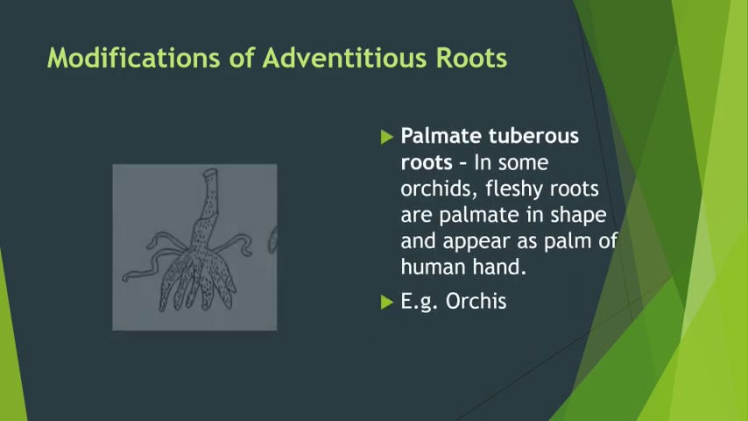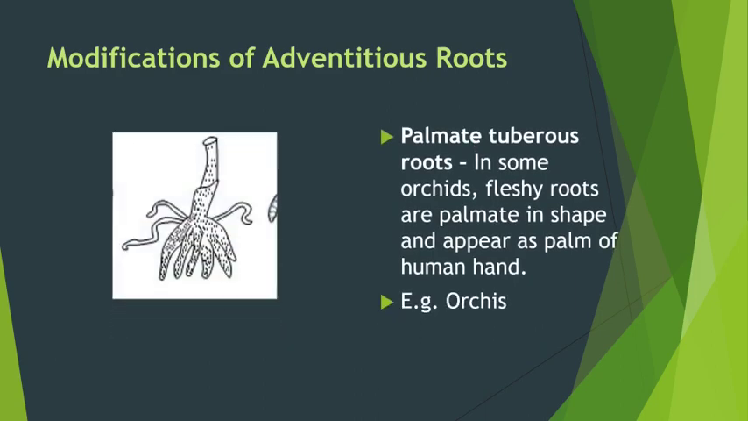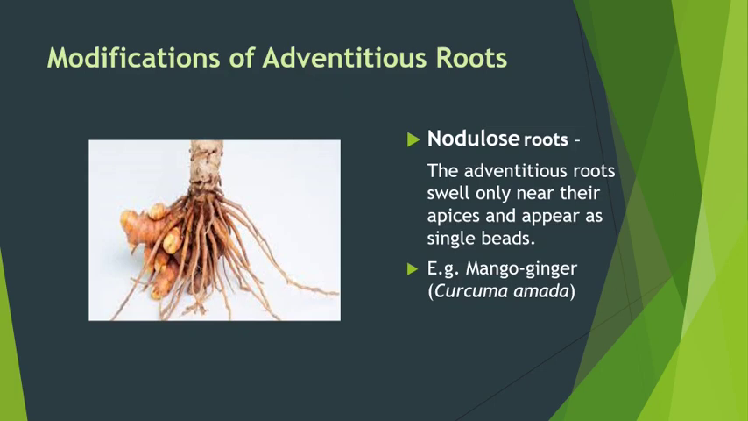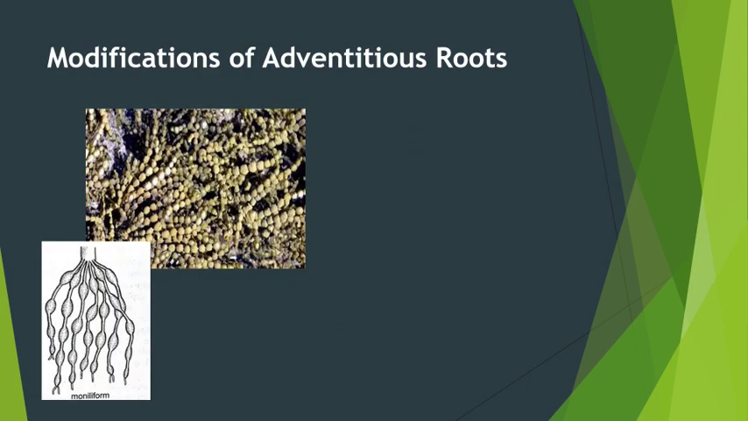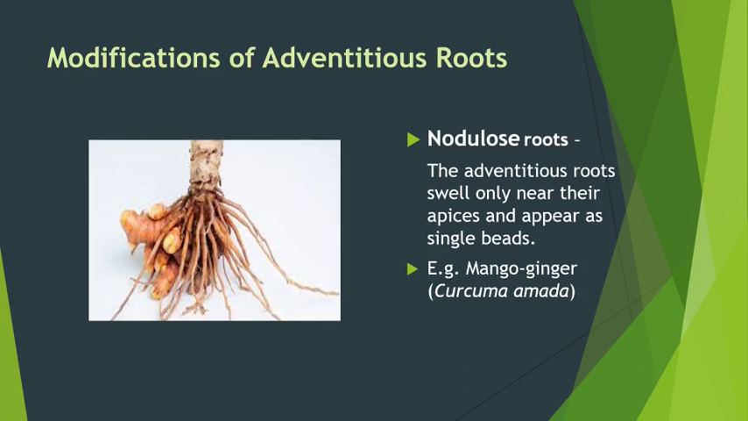Now, let us see palmate tuberous roots. You can see sometimes the adventitious roots become palm-shaped, like a human hand palm, fleshy. They may store food or they may help in anchoring. So, example, Orchis. This is the nodulous root. Nodulous root is present in mango ginger, Curcuma amada. Now, always remember, students, Curcuma domestica is a stem. We are talking about Curcuma amada.